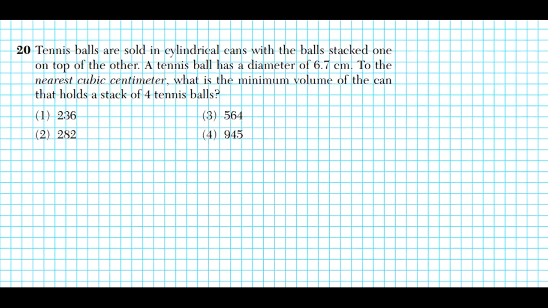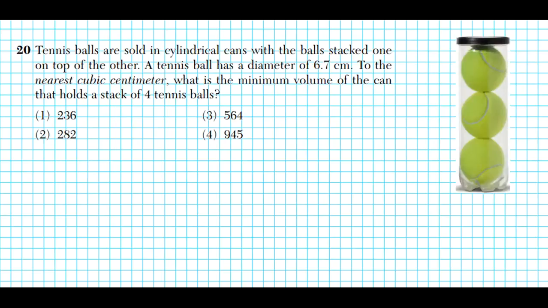Okay, let's take a look at question 20. It said tennis balls are sold in cylindrical cans with the balls stacked one on top of the other. A tennis ball has a diameter of 6.7 centimeters. To the nearest cubic centimeter, what is the minimum volume of the can that holds a stack of 4 tennis balls? Okay, so what are we talking about here? If you play tennis, you'll totally understand this problem, but take a look at this photo right here. This is a kind of setup that we're referring to in this problem.